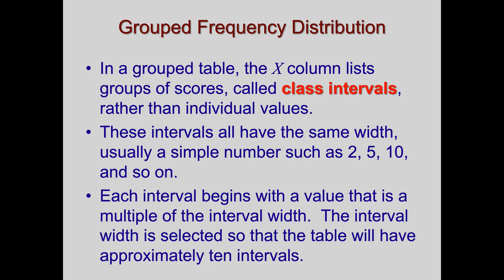In the grouped frequency distribution table, you set up intervals rather than individual scores. The intervals all have the same width. So you can't have an interval from say 20 to 60 and then 60 to 65 and then 65 to 75. You can't do that. All of them have to be the same width: 20 to 40, 60 to 80, 80 to 100, that kind of thing. Each interval begins with a value that is a multiple of the interval width. The interval width is selected so that the table will have approximately 10 intervals, or however many you think it should go. So let's look at a good example.